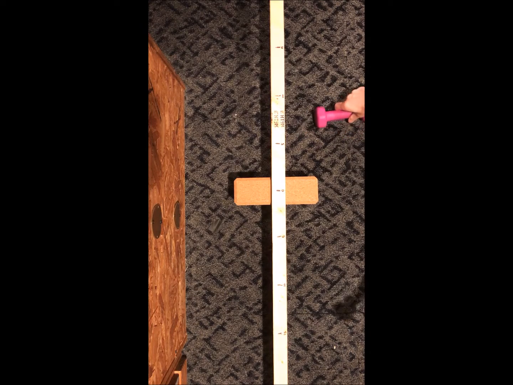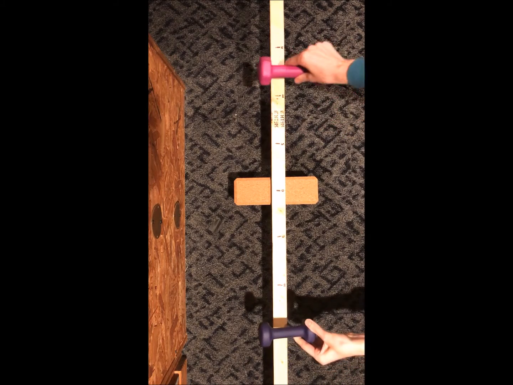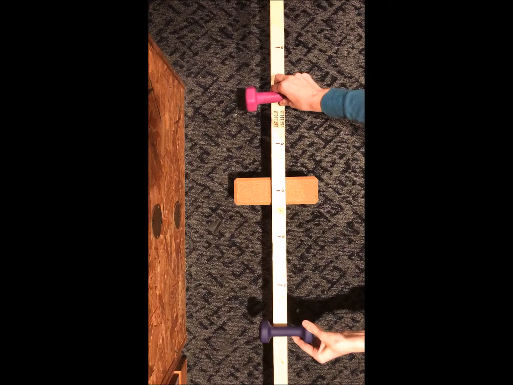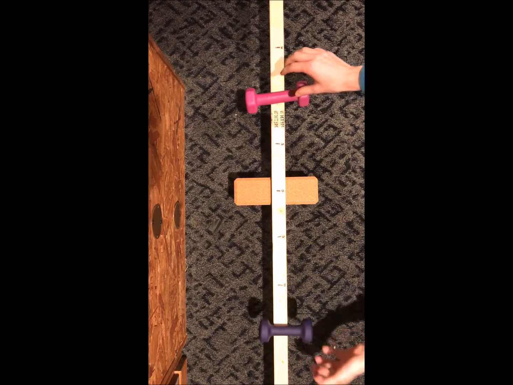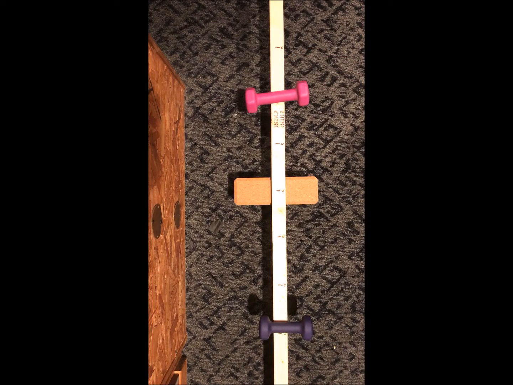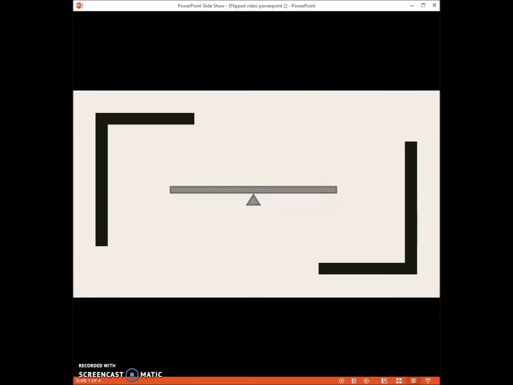So let's give it a shot. And as we can see, it does stay in equilibrium. So that's how torque works.